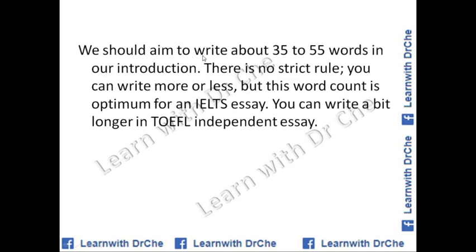You should aim to write about 35 to 55 words in your introduction. There is no strict rule. You can write more or less, but this word count is optimum for an IELTS essay. You can write a bit longer in a TOEFL independent essay because in TOEFL you have a word limit of 300 and in IELTS the word limit is 250. So in TOEFL you can write a bit longer introduction but not too long.